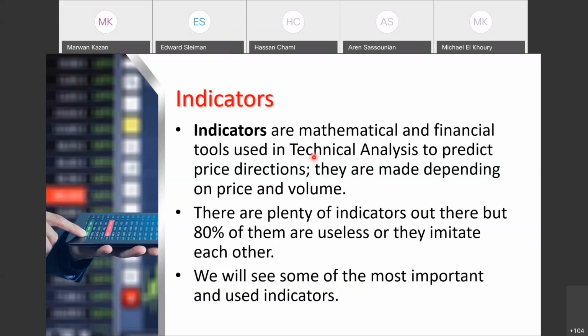We won't derive how to calculate this because it will take a lot of time, but I'm going to explain how to use them. As I said, there are plenty of indicators. 80% of them are useless or they imitate each other, but they have different names and different colors and features. But they are the same. We'll see some of the most important.